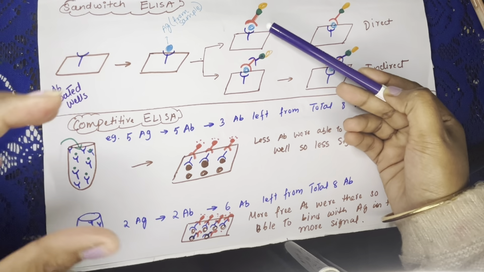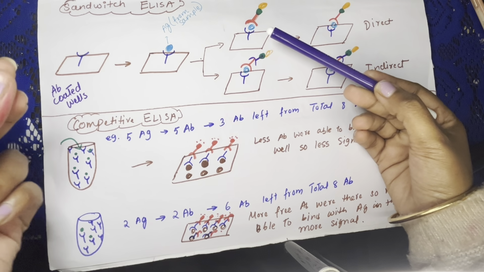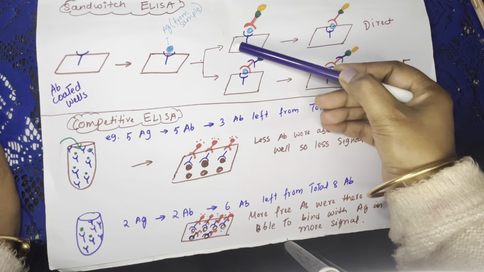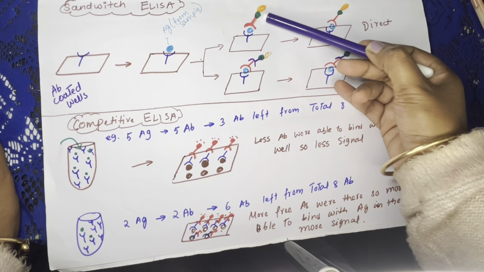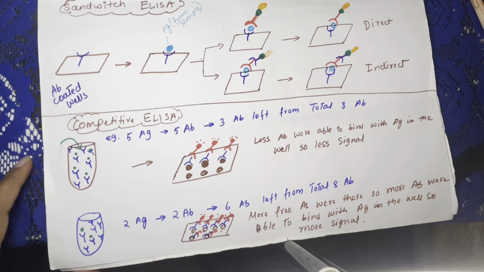Here it's just like the sandwich. In the sandwich, stuffing is there in between two breads. Similarly, the antigen is there in between two antibodies. That's why it is called sandwich ELISA.